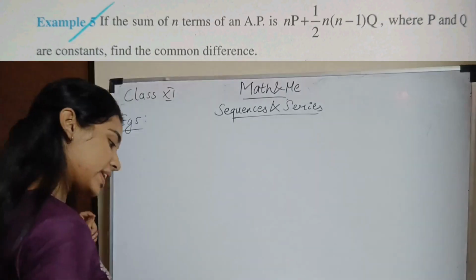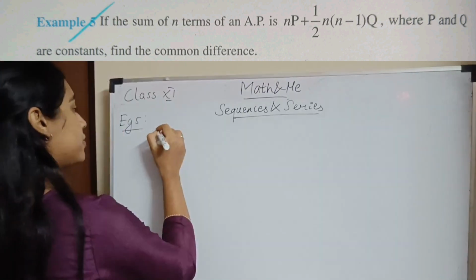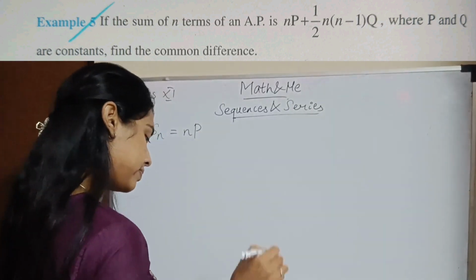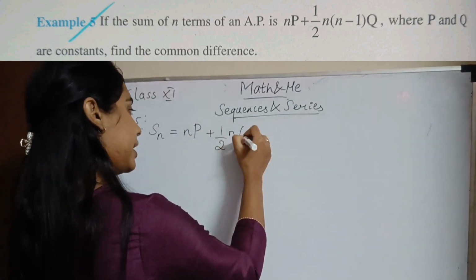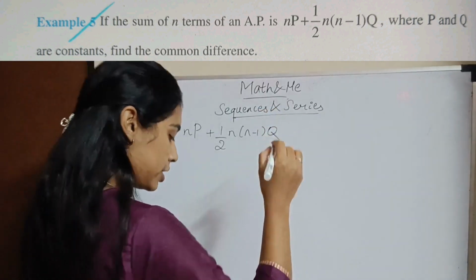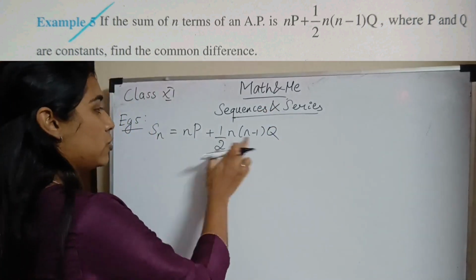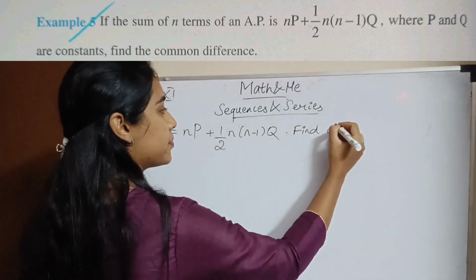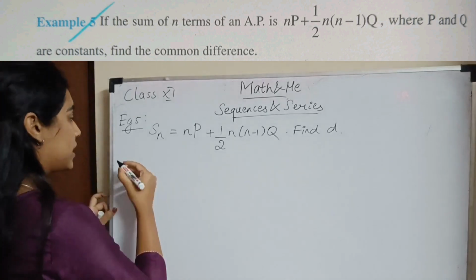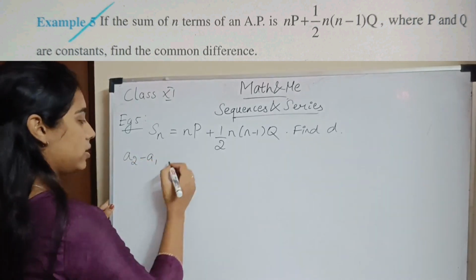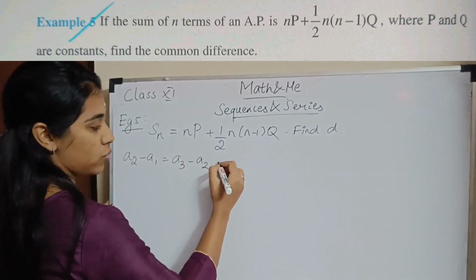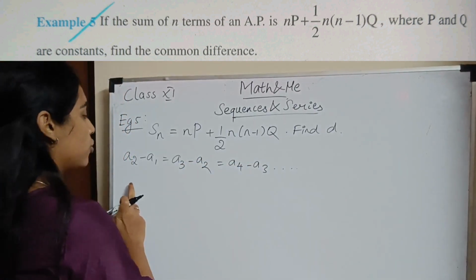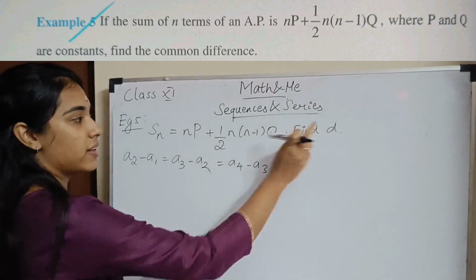Example 5. If the sum of n terms of an AP is given to be np plus half n times (n minus 1) into q, where p and q are constants, find the common difference. So you have to find d. Actually, what is d? d is a2 minus a1, which is also a3 minus a2, which is also a4 minus a3, and so on. Correct? So I need to know what a2 and a1 are to find the common difference.